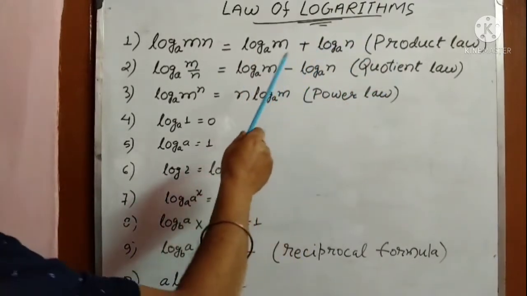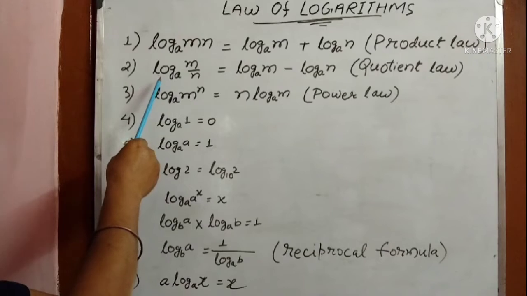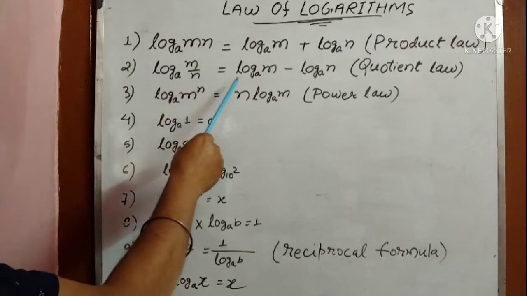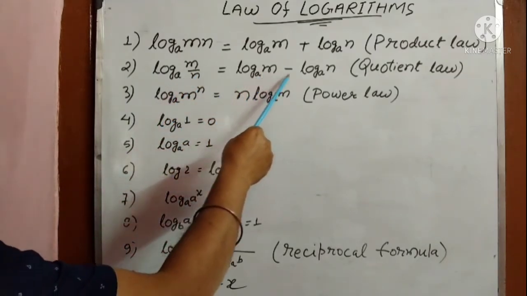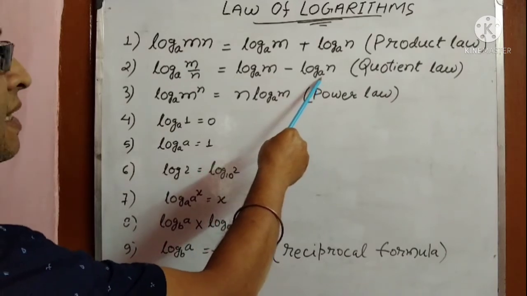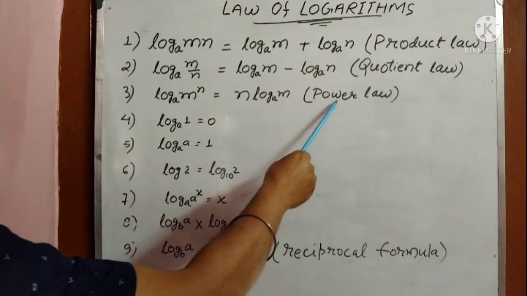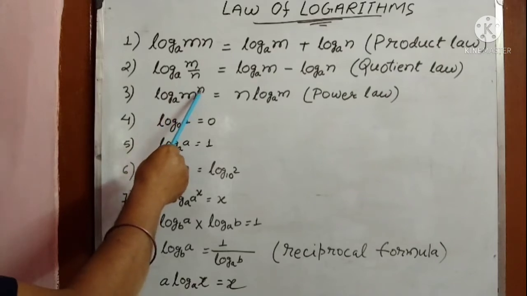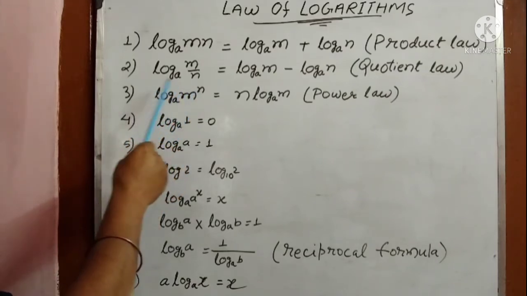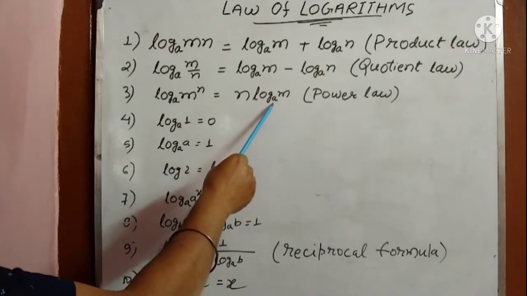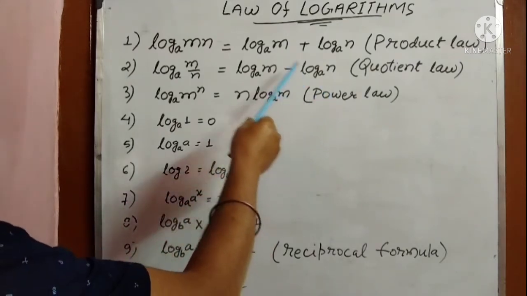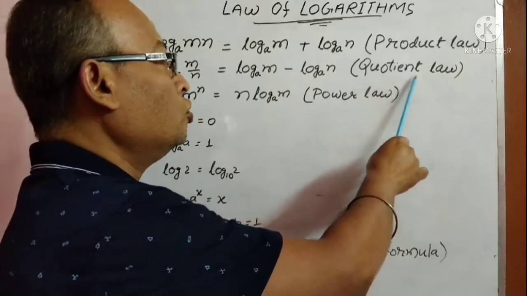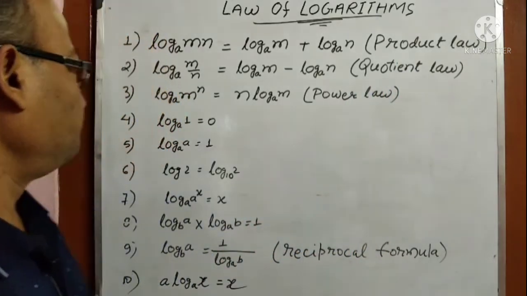Now another one is the quotient law. What does the quotient law say? Log m by n to the base a, you can write it as log m to the base a minus log n to the base a. Again, the power law says that log m to the power n to the base a, you can write this n will come in front, n log m to the base a. This is the power law. So these three laws are very important: your product law, quotient law and power law.